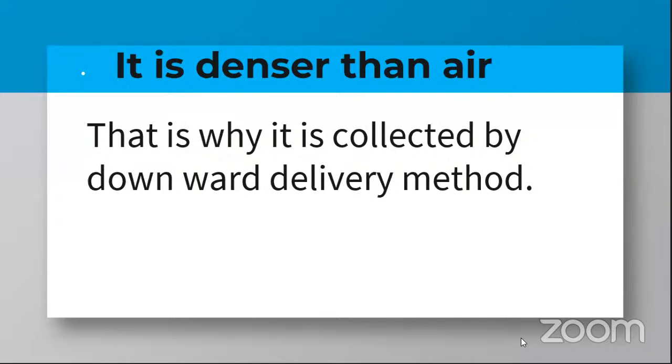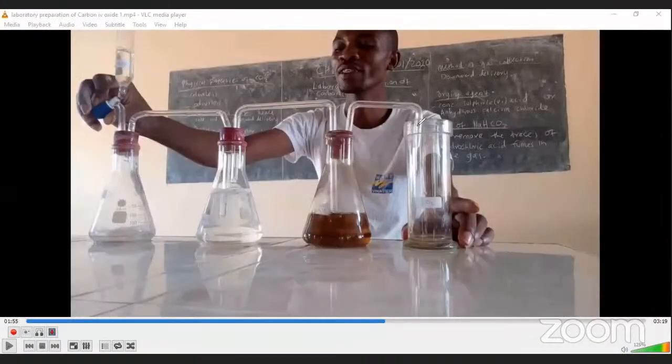So what do I mean by downward delivery? Downward delivery is when the delivery is coming down. We can see our tube is going down like this. That's why we call it downward delivery, because our tube is moving down, meaning that the gas is moving in this direction.